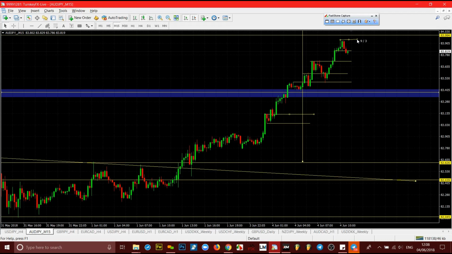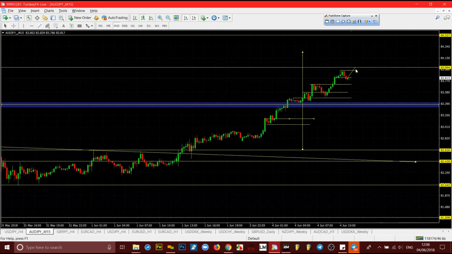So if it breaks that, we're going to wait for it to come back and retest it before taking another buy to the upside. This is where our final TP is.